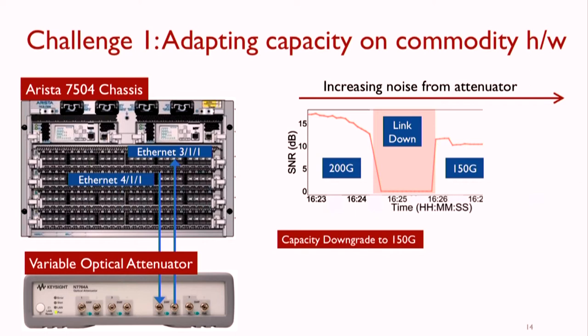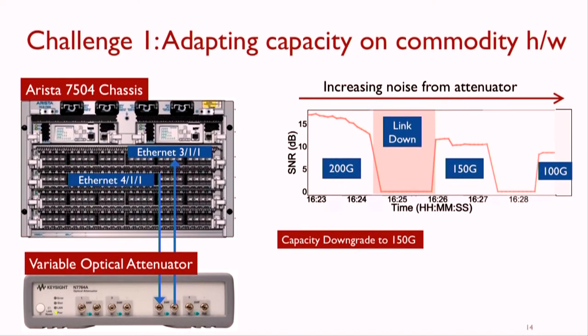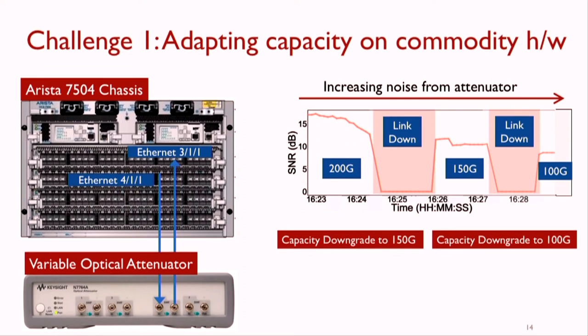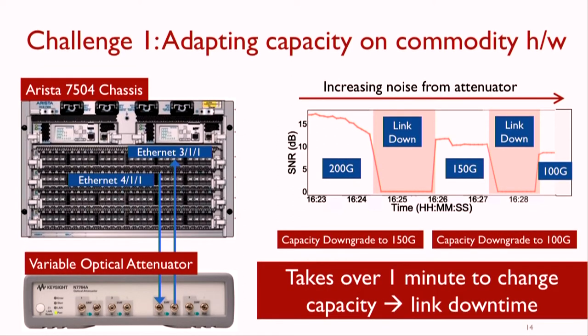Again, we keep adding noise from the VOA, and eventually the switch again says, I can't deal with these many errors. I'm going to turn the port down. Again, our controller kicks in, downgrades the capacity to 100 gigs, and we're able to get the port back up. The key factor here is those red regions.